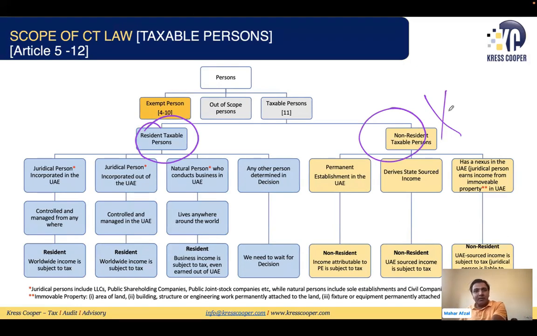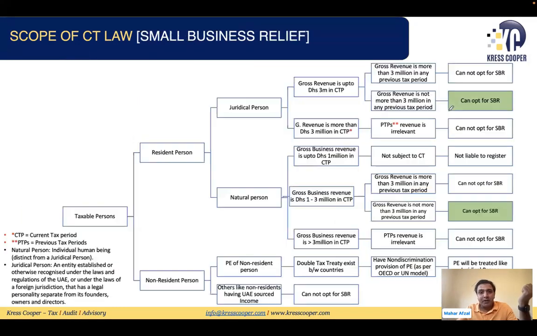This is not applicable for a non-resident person. So this relief is only available to resident taxable persons. And we know a resident taxable person can be a juridical person incorporated in the state, a juridical person incorporated outside the state but controlled and managed from the UAE, and it can include a natural person who is doing business within the UAE. So our further discussion will be that small business relief is available only to the resident person.